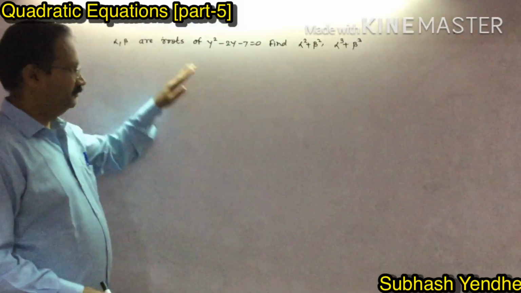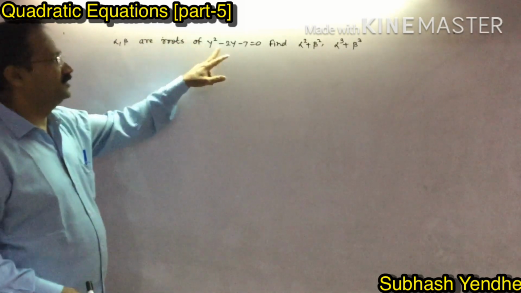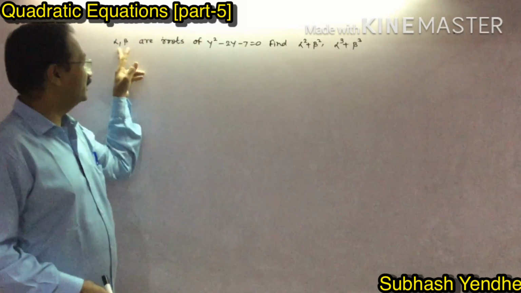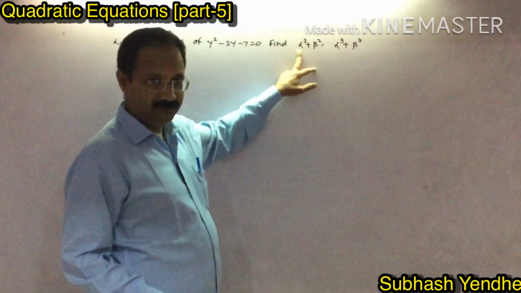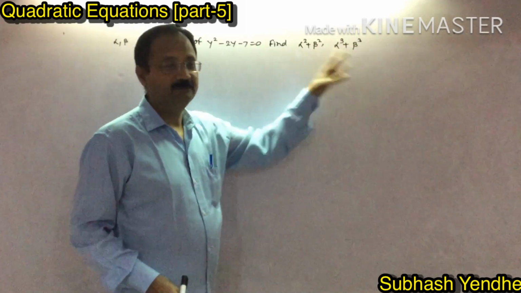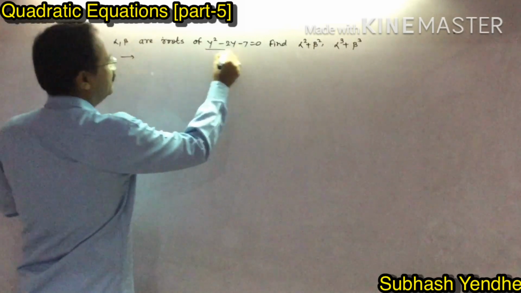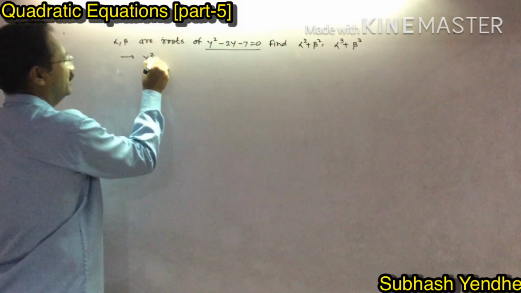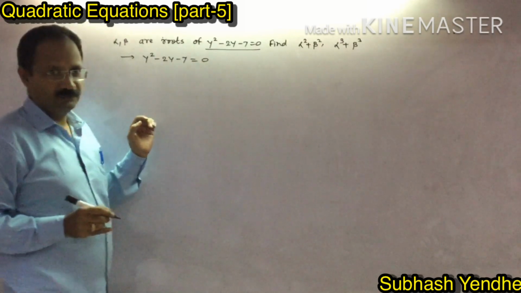Let's start with a different type. Alpha and beta are the roots of this equation. Now the roots are given as alpha and beta, and you have to find the value of alpha square plus beta square and alpha cube plus beta cube. Okay, so let's write the equation first. Y square minus 2y minus 7 equals 0.